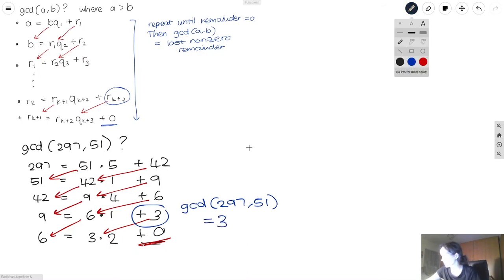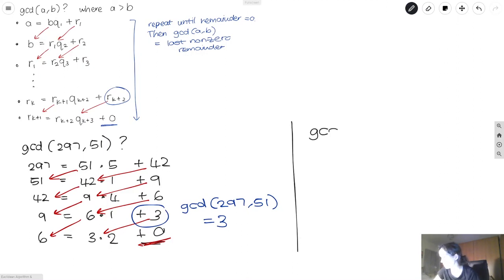Okay, let's do another example quickly. What would the GCD of 36 and 152 be? So 152 is bigger, so we're going to write 152 in terms of 36. So 152 is equal to 36 times 4, that's 144, plus 8.